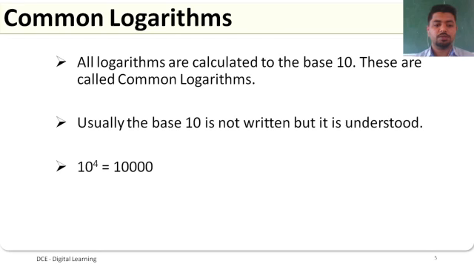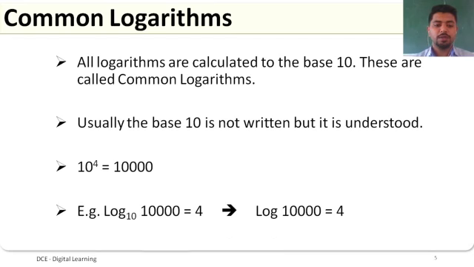For example, 10 raised to 4 equals 10,000. This is exponential form of a number. In log form, we write this as log of 10,000 to the base 10 equals 4. Log 4 means that the base 10 has to be multiplied by itself 4 times to get the result of 10,000. Here the base 10 is not written but it is understood. So log of 10,000 to the base 10 equals 4. This is written as log of 10,000 equals 4.